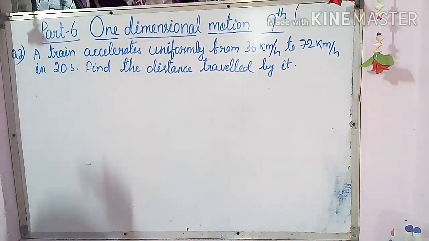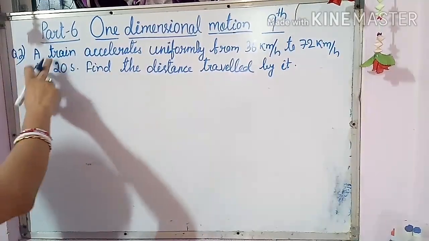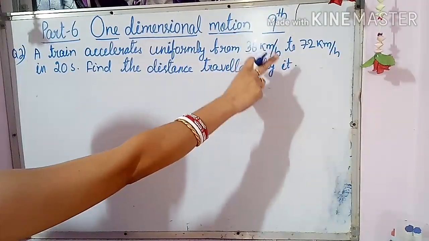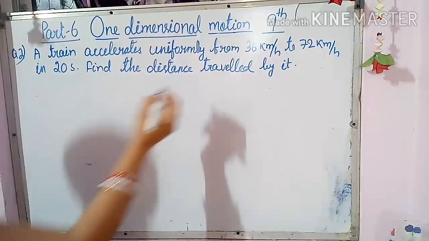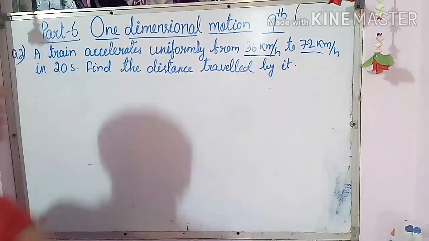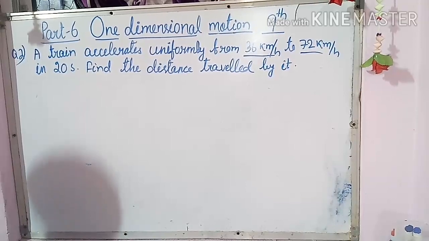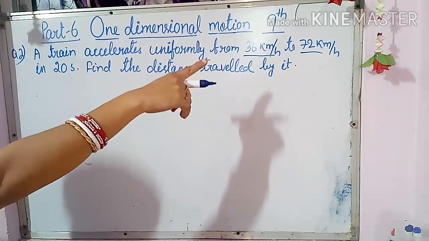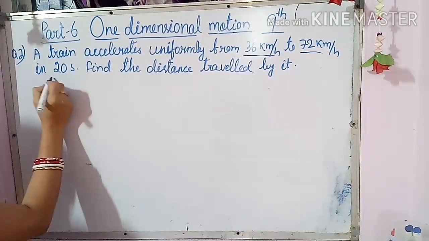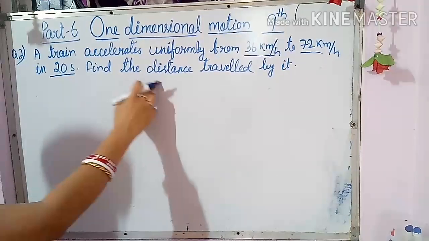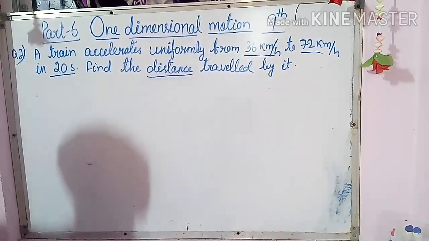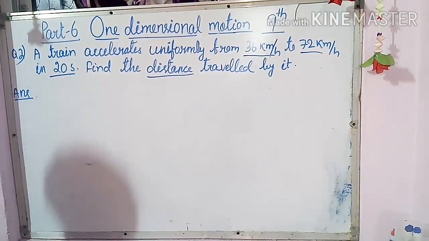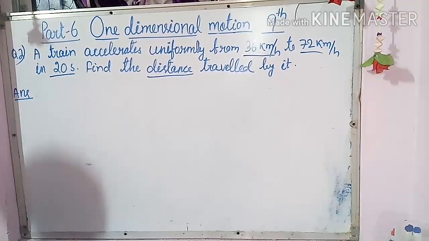Now you can see, children, I have written another question. Again you read it. A train accelerates uniformly from 36 km per hour to 72 km per hour. So this is our key point: 36 km per hour and 72 km per hour. It means the initial velocity is 36 km per hour and the final velocity is 72 km per hour, in 20 seconds, which is the time. Find the distance travelled by it. That is the question. Now you write all the things symbolically first: what has been given, which equation you are going to use, and what has not been given, how you will calculate.